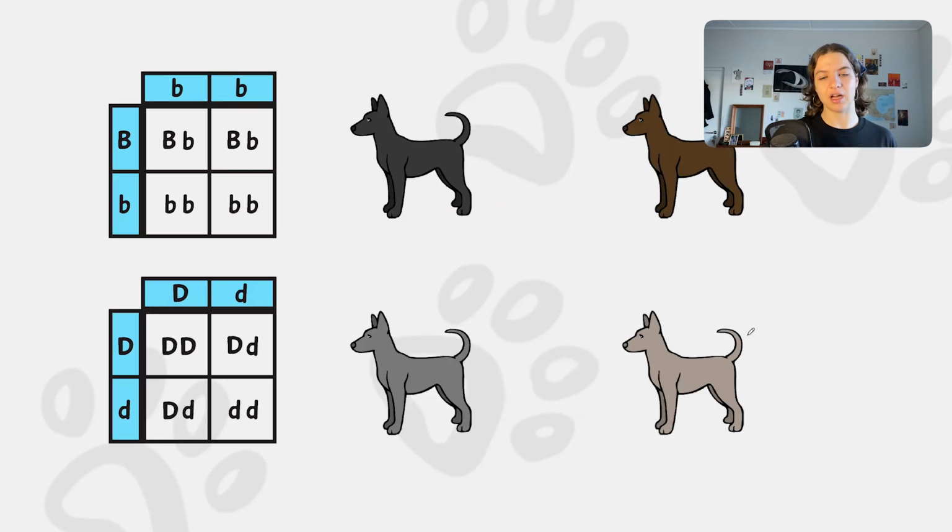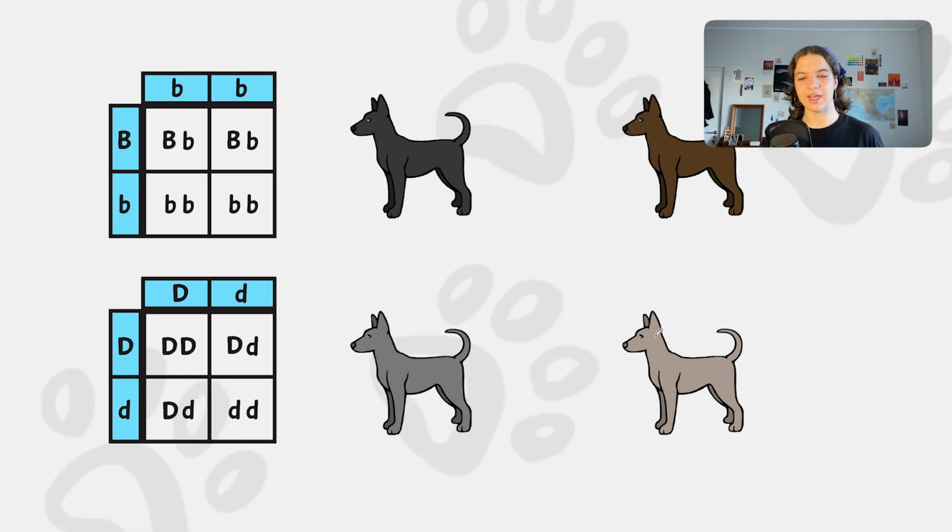So here you can see I've mapped out the 4 different color possibilities for this litter. And now we're going to use our B locus and D locus Punnett squares to calculate what the probability is of each of these colors occurring in a litter. Let's look at Isabella to start with.